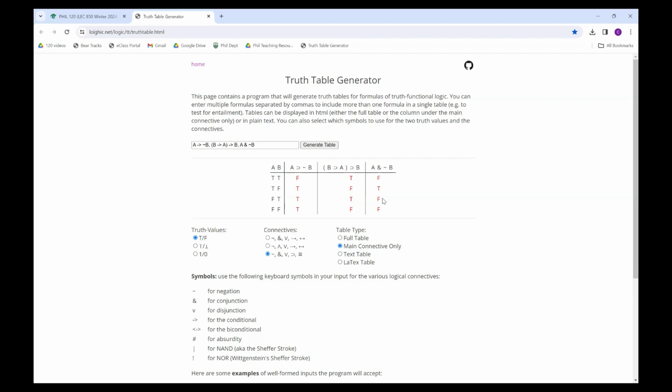And then, of course, this also establishes that if you had an argument where these were the premises and this was the conclusion, that argument would not be truth functionally valid. And then in the previous example, if those were your premises and C was your conclusion, that argument would be truth functionally valid.